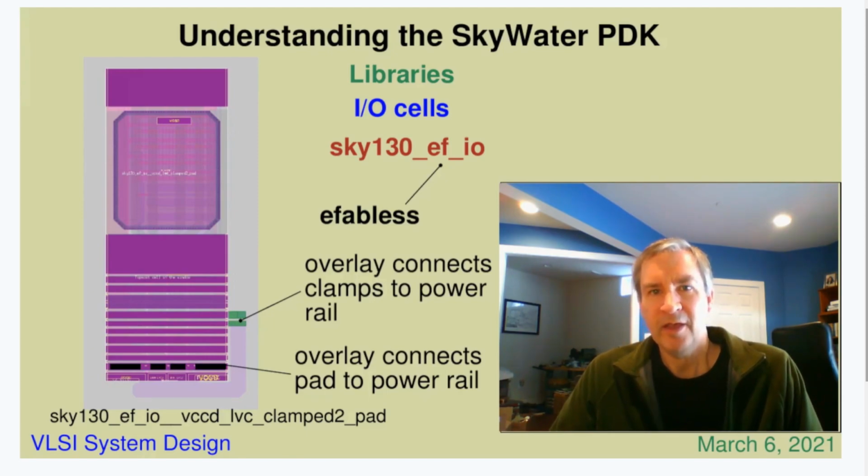Those supplementary cells were made by eFabless for the Caravel harness chip, so by the naming convention, these cells are prefixed with SKY130_EF_IO, where EF stands for eFabless, which is the vendor providing the cells. But since those cells are designed specifically to be used with the SkyWater I/O library, the Open PDK's installer puts them in with the rest of the SkyWater FD-IO library.